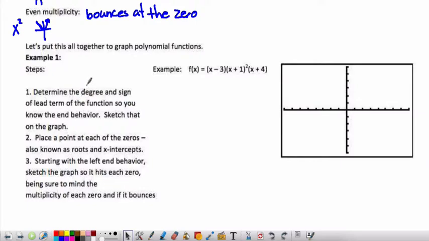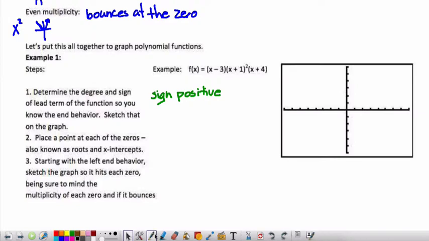I've broken it down into steps for you. So here we have this: determine the degree and sign of the lead term of the function so you know the end behavior. Sketch that on the graph. The sign, well, if we take all these x's, they're all positive. They're all going to multiply together, so the sign's going to be positive.